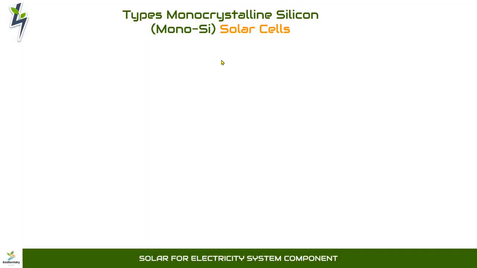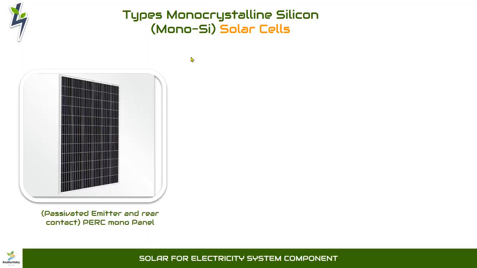There are different types of mono panel you find out there. One of them is this passivated emitter and rear contact mono panel. This is called PERC mono panel. So how is this one built?